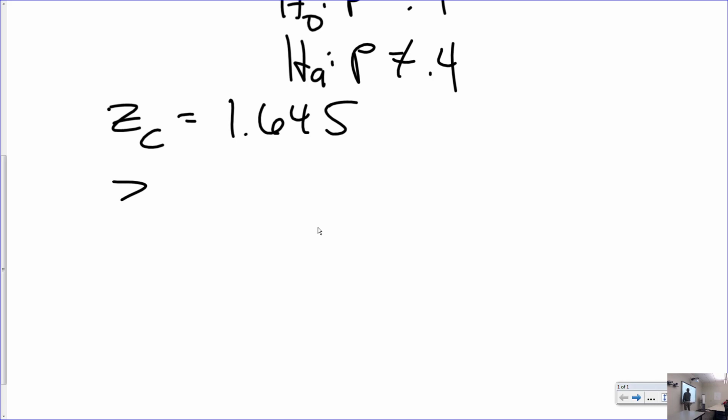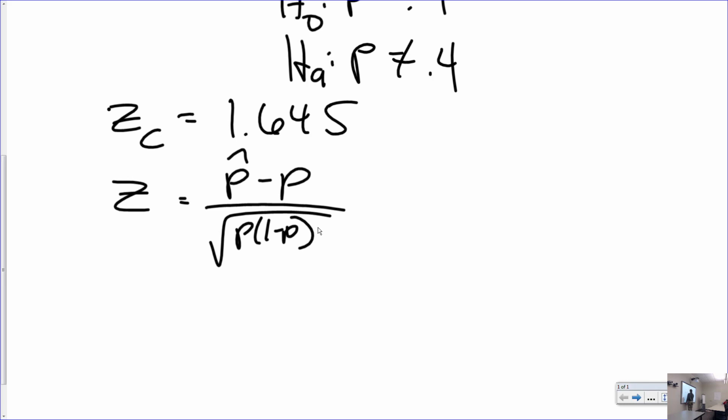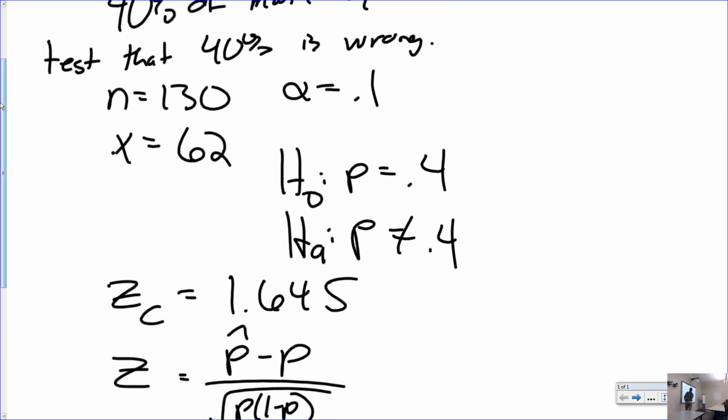Now, how are we going to calculate our Z value? P hat minus P all over that stuff. All right, what's P hat, folks? 62 over 130. Give you 2 decimals, like 0.48. It looks like it's true.